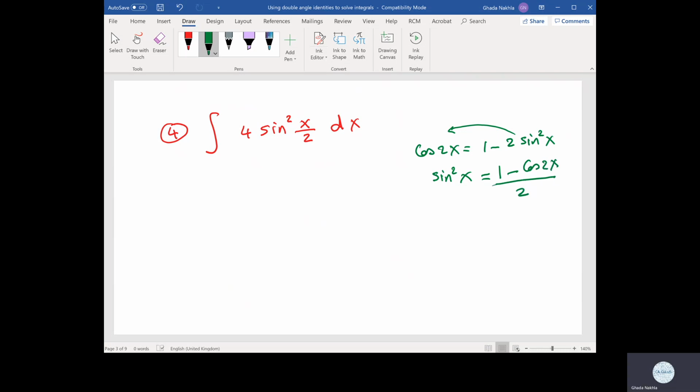All I did is just manipulate this identity here. So I went 1 minus cos 2x from both sides, and then minus 2 sine squared x from both sides, and then divide by 2. Just manipulate this a little bit. Okay. So let's go back here to my question.